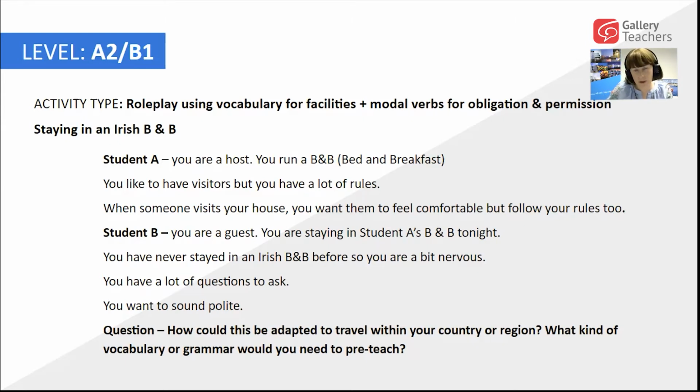Then I would put all the student Bs together, get them to brainstorm questions that they could ask about permission. Could I have some more towels? Is it okay to cook for myself? These kinds of questions to sound polite. After that, I would pair the student A's and B's together and they would role play this situation.